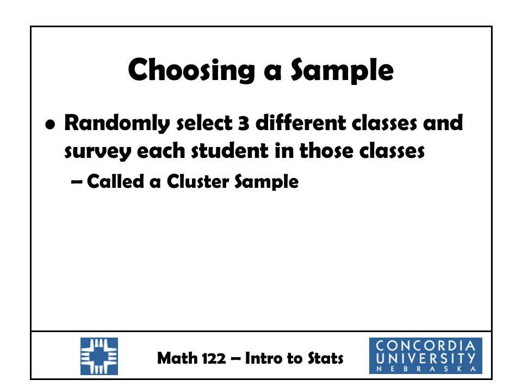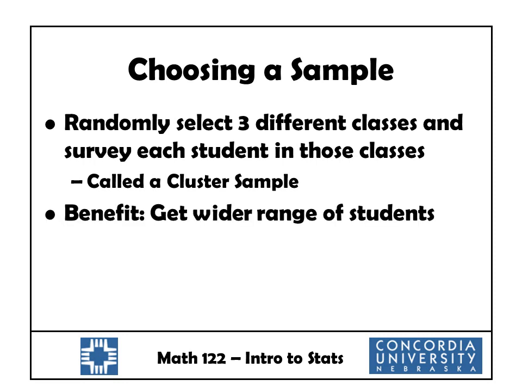Okay, so we had this convenience sample that we decided was not a good representation of our population. Another way we might try to get a better sample is to randomly select 3 different classes and survey each student in those classes. Maybe we take one statistics class, one biology class, and one art class. That would be what we call a cluster sample, where we divide our population into different clusters or groups, and we select a few of those clusters. Now the benefit of this is that we get a wider range of students. We get more than just statistics students, and that's good. So it probably will be a better representation of our population.